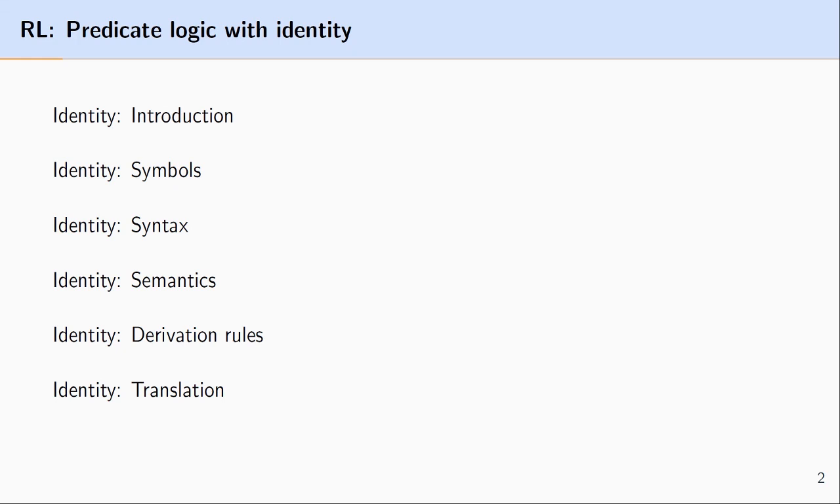In this video, I want to talk about predicate logic where you add identity, or the identity symbol. We'll talk through what type of identity is being added, the symbols, syntax, semantics, derivation rules associated with identity, and how to translate some English sentences into the language of predicate logic with identity.